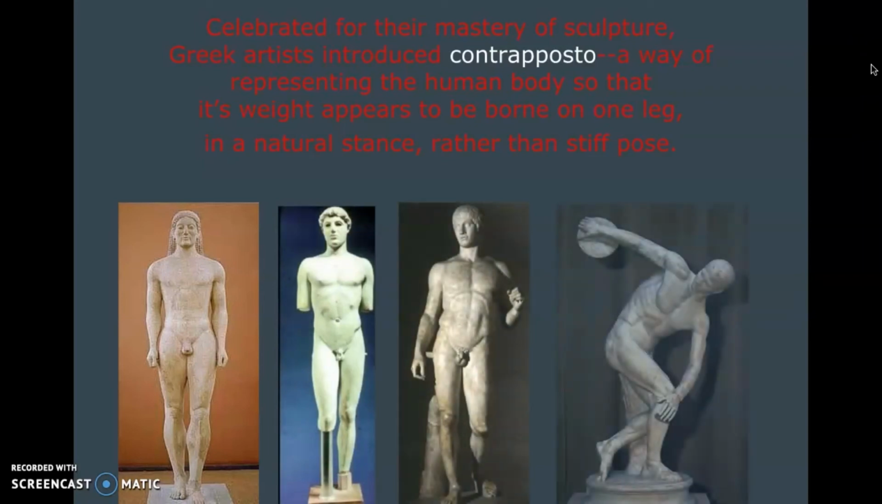Up until now, figures made throughout history were very stiff. All of the portraits that we've seen so far in this PowerPoint have been very stiff. And so, celebrated for their mastery of sculpture, Greek artists introduced contrapposto. This is a way of representing the human body so that its weight appears to be borne on one leg in a natural stance, rather than a stiff pose.